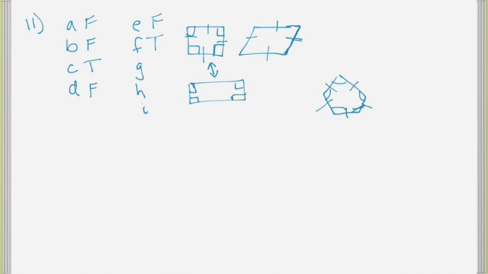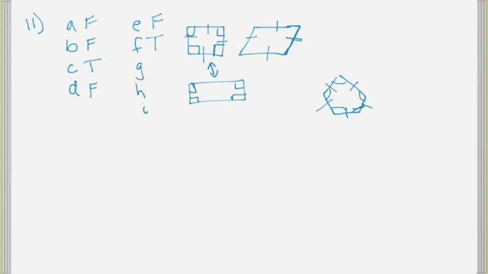Is there no such thing as a regular rectangle? There's no such thing as a regular rectangle. A regular quadrilateral is a square. Good job, Ethan. Thanks. Well, I guess a regular rectangle is a square still, because a square is a rectangle.